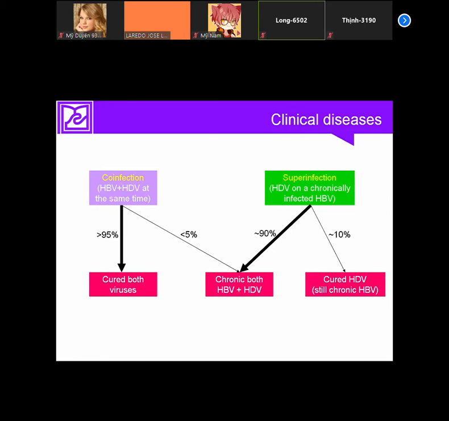Anyway, we have three possible outcomes. Patients cured of both viruses. This is the most common outcome after co-infection. Patients chronically infected by both viruses. This is the most common outcome after superinfection. And patients cured of hepatitis D, not hepatitis B. This is an outcome after superinfection, but not common, just 10%.